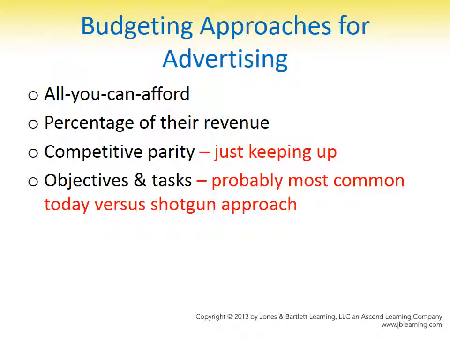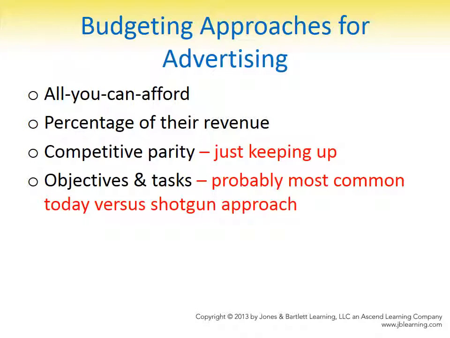Competitive parity: I'm just going to advertise in the paper because my neighbor is. And that's just keeping up. That's really not going to be a strategy to grow. What really helps you grow in the budget is that you budget specific objectives and tasks. Sound familiar? We're moving up the pyramid.